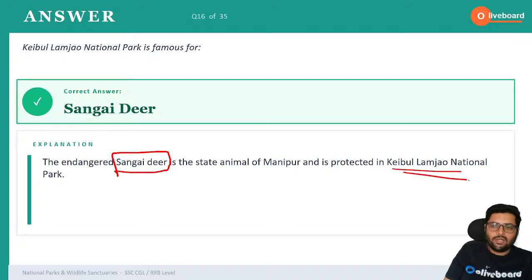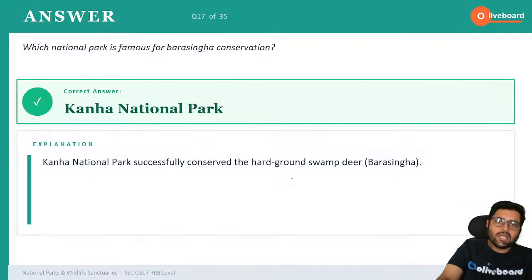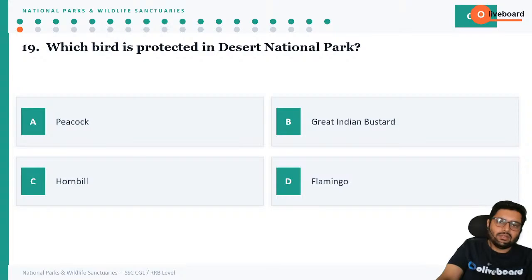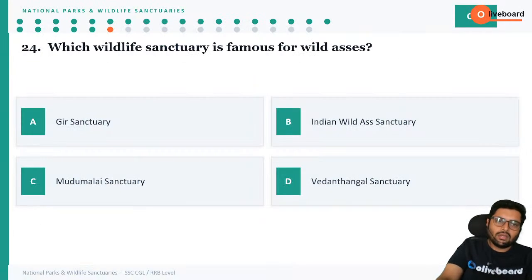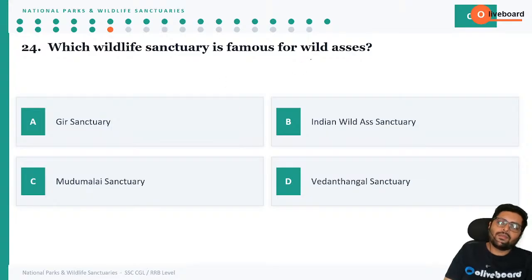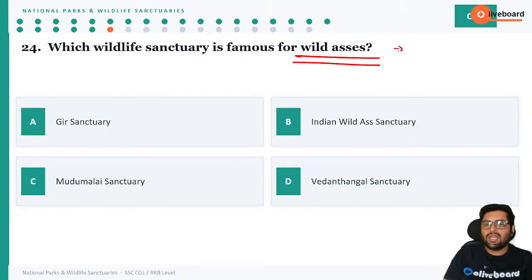Okay. It is famous for Kebul Lamjau. Coming to wildlife sanctuary, which wildlife sanctuary is famous for wild asses? So again, animal based.